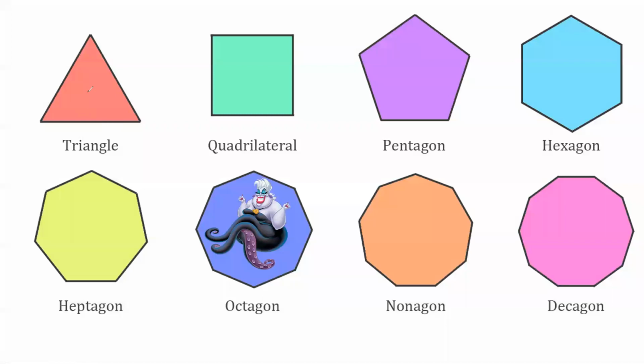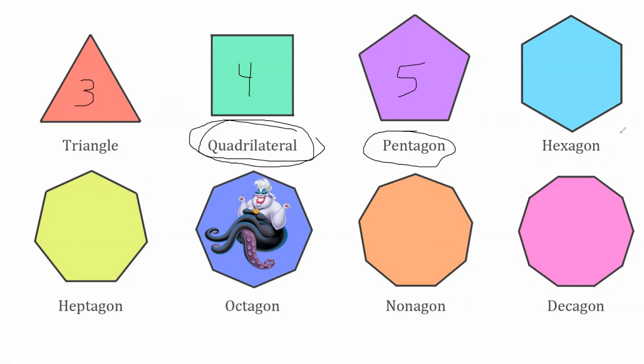We have 3 sides. 3 sides is a triangle. We have 4 sides. 4 sides is a quadrilateral. We talked about that. Your brain's going to want to say square, but 4 sides is a quadrilateral. Now that we have 1, 2, 3, 4, 5, 5 sides is a pentagon. We have 6 sides over here. 1, 2, 3, 4, 5, 6 is a hexagon. We have 1, 2, 3, 4, 5, 6, 7 is a heptagon.